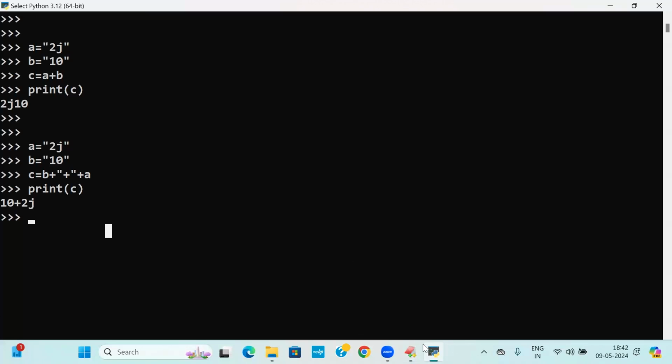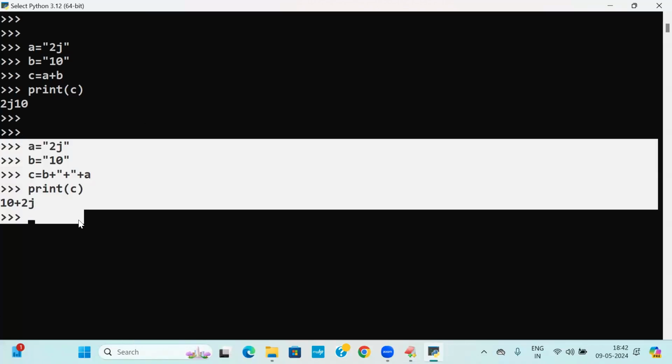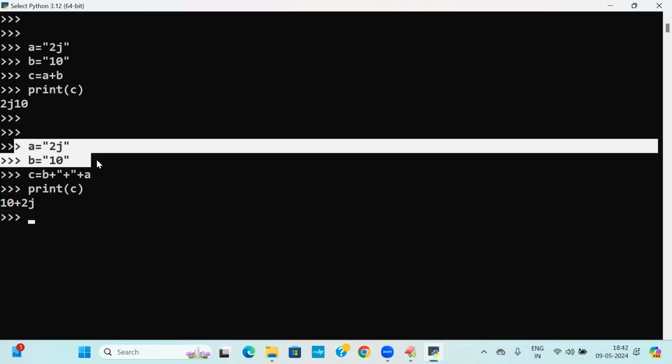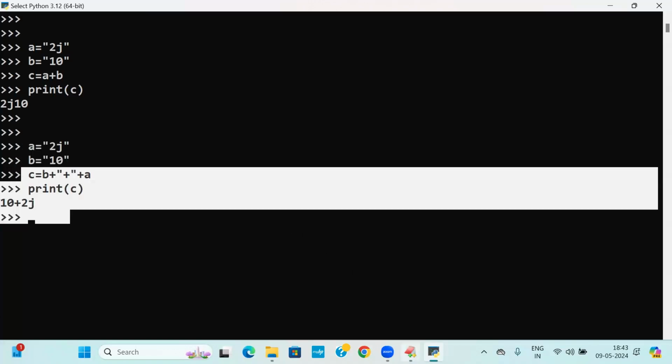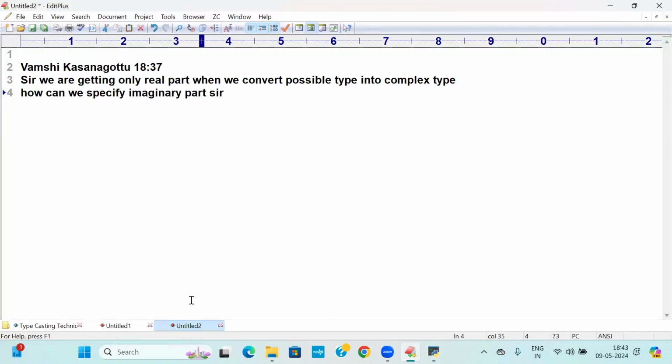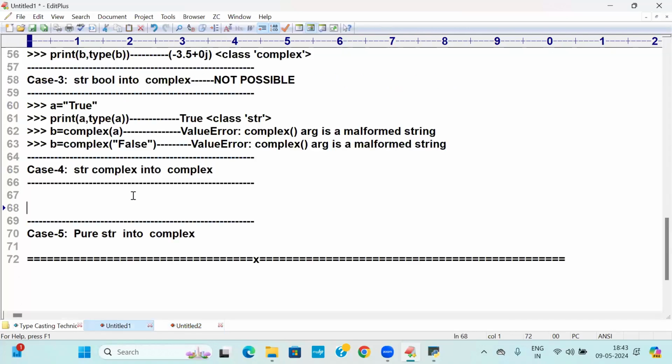Okay, did you understand, my dear student? This is what I'm mentioning separately by using this. I hope you got it. Now coming back to the example, STR complex into complex.